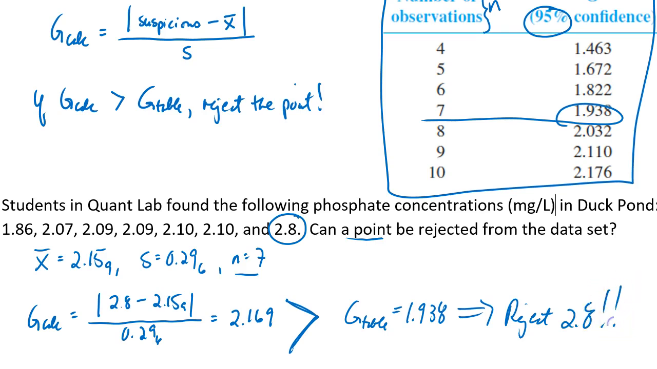So what we would do then is we would reject this point and we would recalculate the mean without it. And once you do the Grubbs test on a data set, you can only do it once. So once we reject 2.8, we can't go ahead and see if we can reject 1.86.